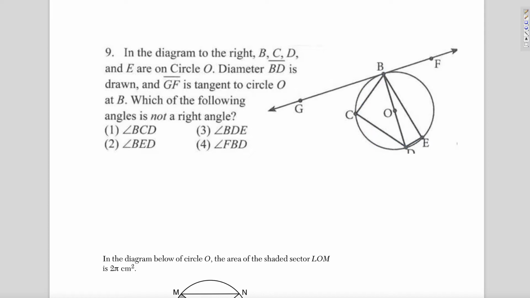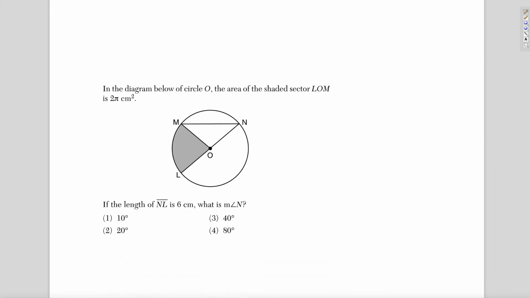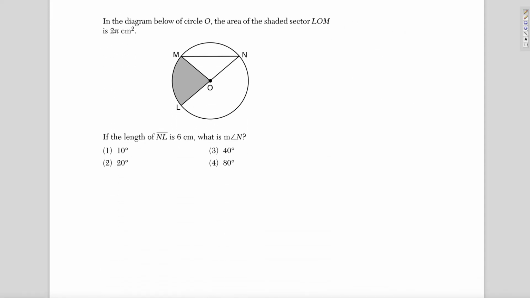Okay, angle BDE, that one just cuts the circle into this piece here. This is not a 180 degree slice, so that's the answer. And angle FBD, that's a tangent hitting a diameter. That also is a right angle. Okay, so that's the answer there. If you didn't get that, I'm going fast, I know, but I think it's better fast than slow. Slow is boring.